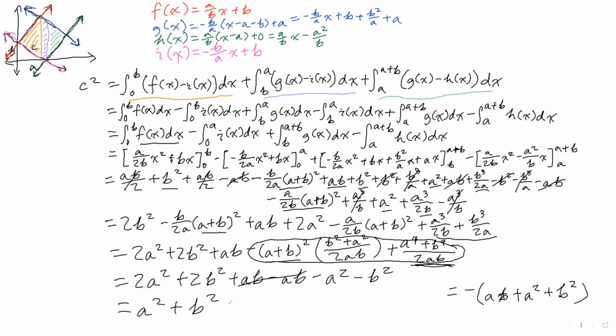And all of that is equal to c squared, which is the Pythagorean theorem. So yeah, that was a pretty easy way to prove the Pythagorean theorem.